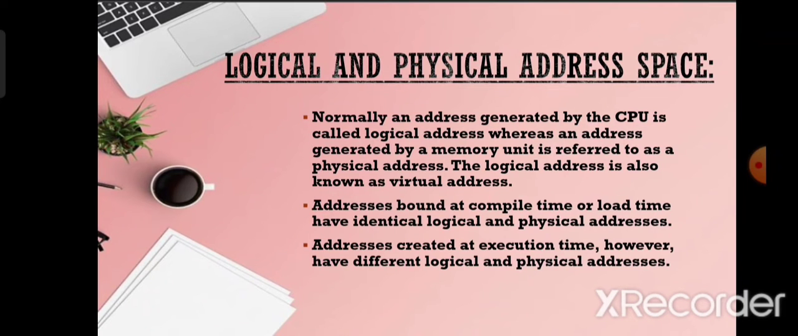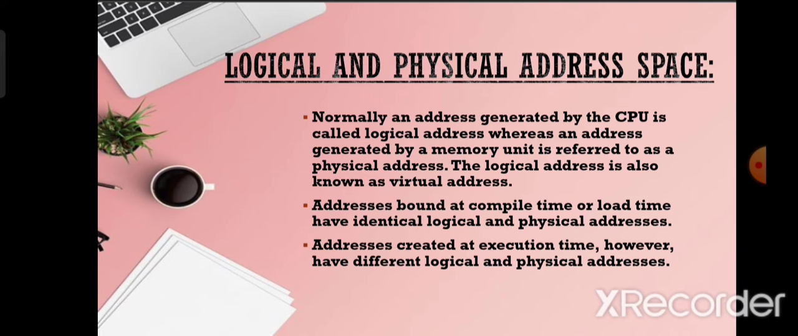Normally an address generated by the CPU is called a logical address, whereas the address generated by the memory unit is called a physical address. And logical address is also known as virtual address.